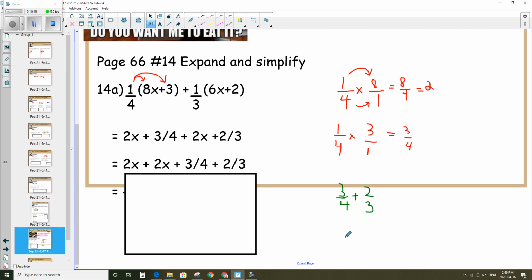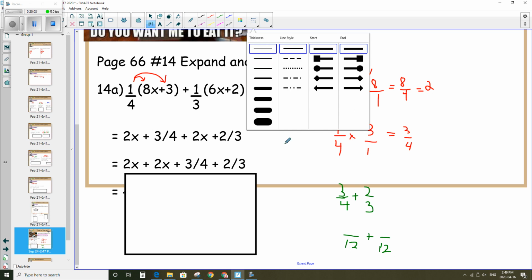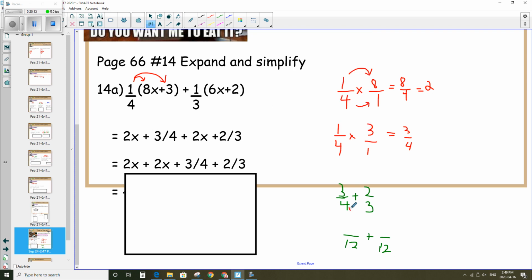What number can we divide 4 and 3 by? It would be 12 because you can do 12 divided by 4, and you can also do 12 divided by 3. So I'm going to say 12 at the bottom. How do you get this 12 from that 4? What do you multiply the 4 by to get this 12? Well, you multiply this by 3. If you multiply the bottom by 3, you have to do the same thing to the top. You have to be fair.